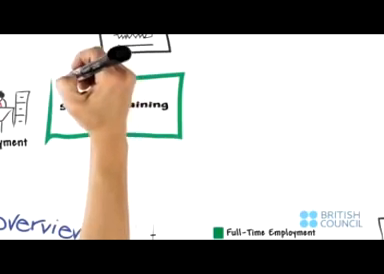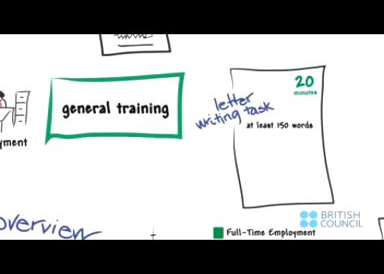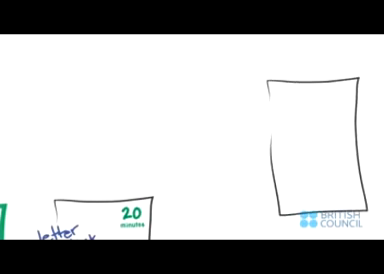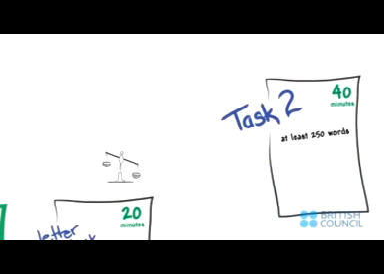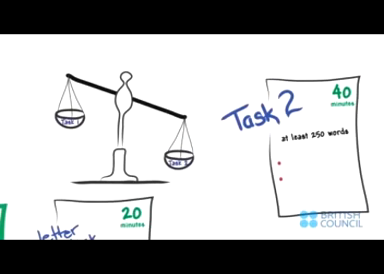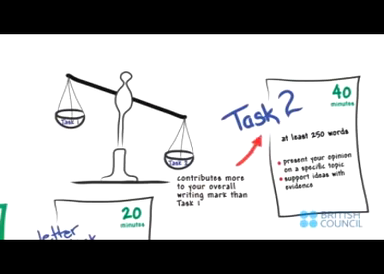In the General Training module, there is a letter writing task of at least 150 words. In this task, explain the reason for the letter. Include all the points mentioned in the question, and use a consistent and appropriate tone. In both modules, Task 2 is a short essay task of at least 250 words. You are expected to present your opinion on a specific topic, supporting your ideas with evidence. Task 2 contributes more to your overall writing mark than Task 1.